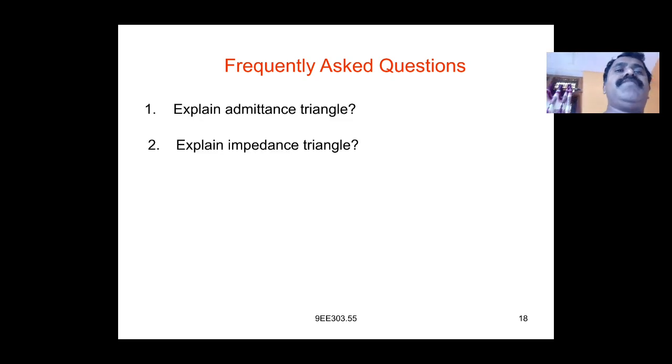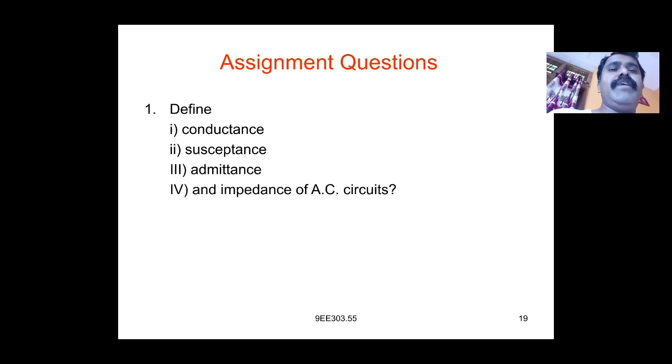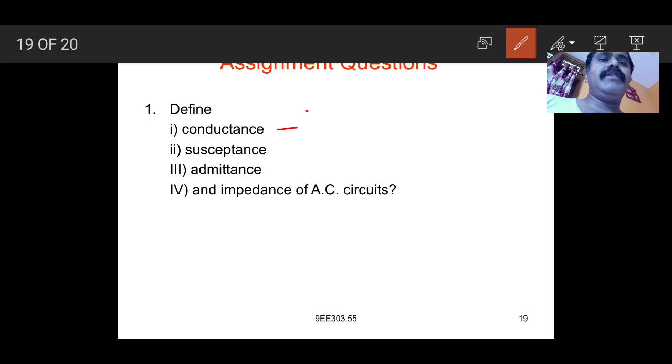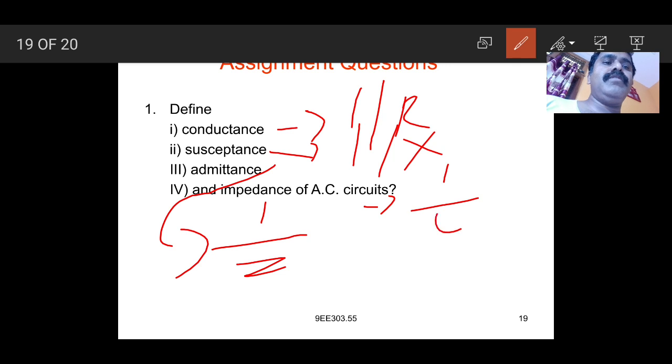Frequently asked questions: explain the admittance triangle, explain the impedance triangle, define conductance, susceptance, admittance and impedance of AC circuits. So we can define conductance as the reciprocal of resistance, susceptance as the reciprocal of reactance, admittance as the reciprocal of impedance. Impedance is the reciprocal of admittance.